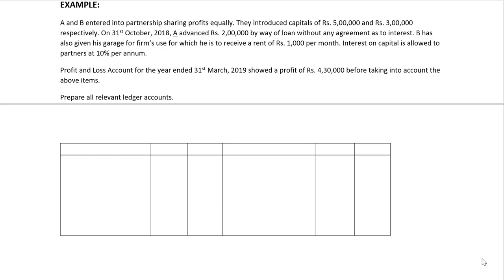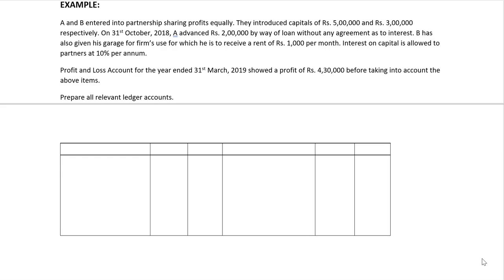Profit and loss account for the year ended 31st March 2019 showed a profit of rupees 4,30,000 before taking into account all the above items. Prepare all relevant ledger accounts.